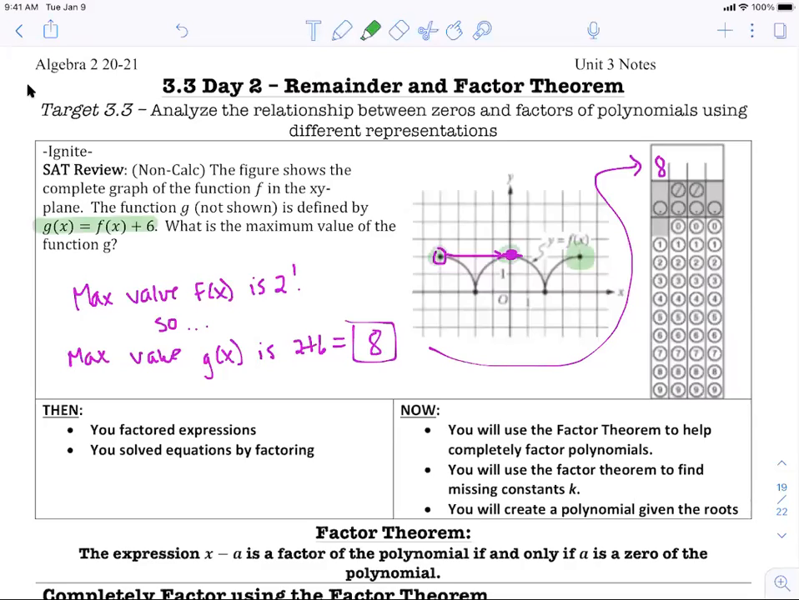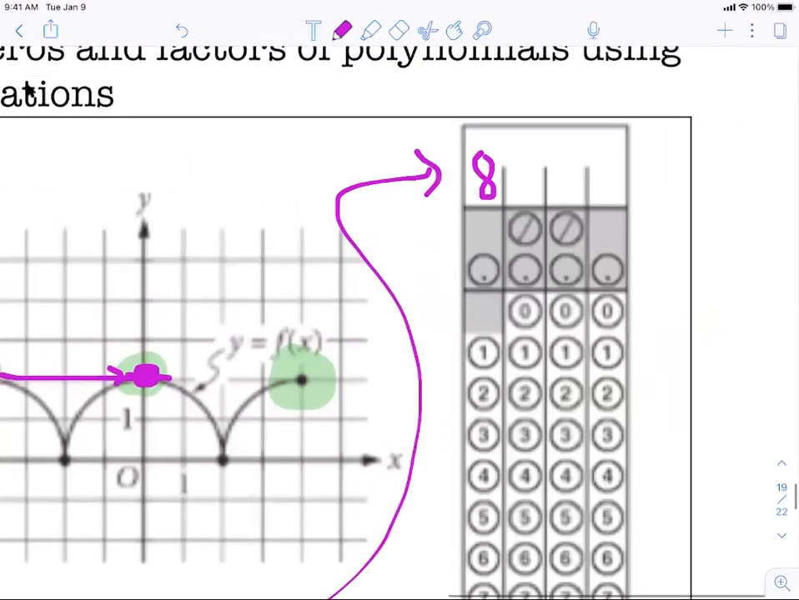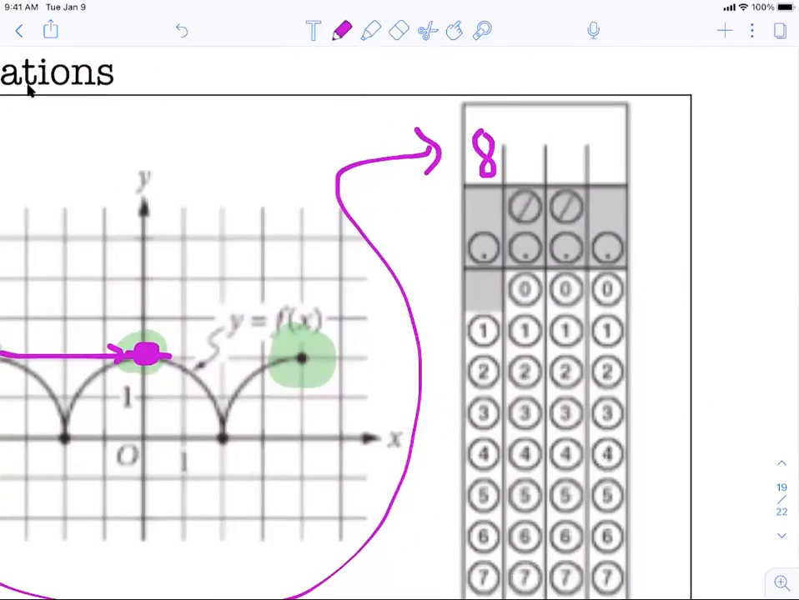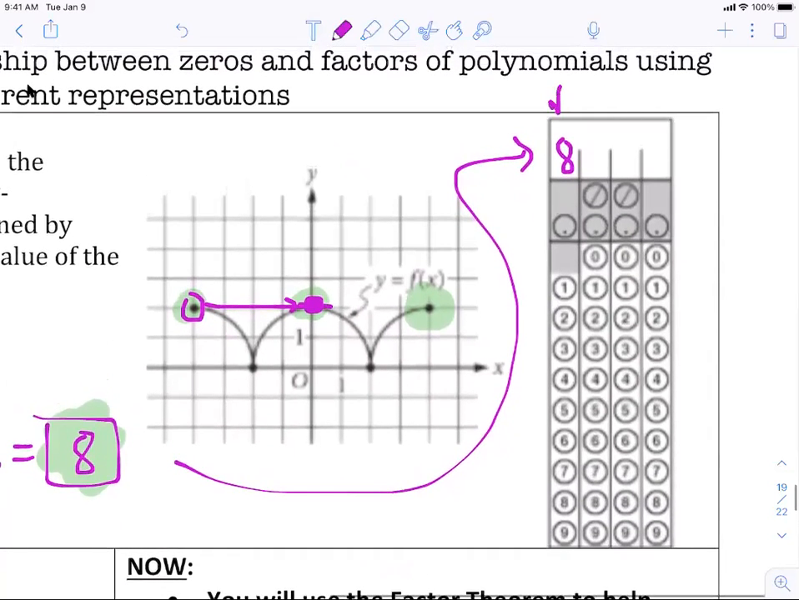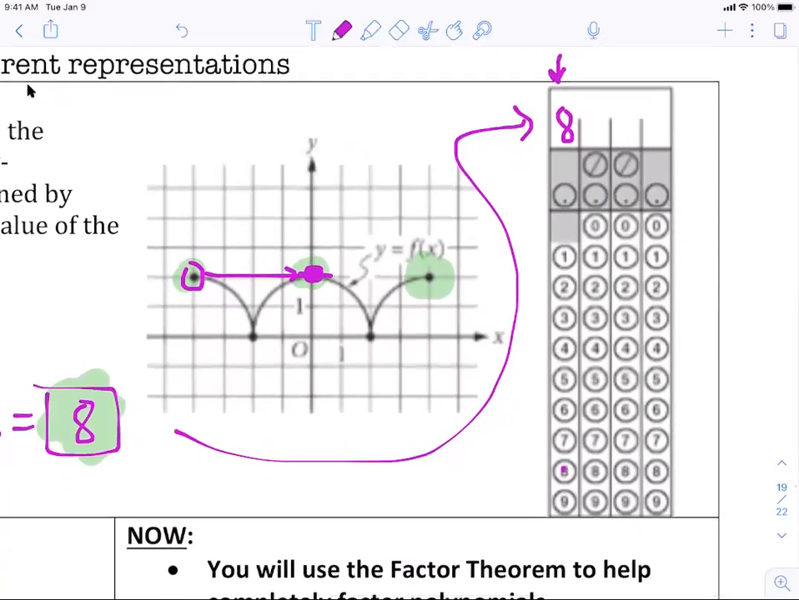So if the max on f of x is 2, then it says define the max value for g of x. It says take whatever f of x is and add 6 to it. So if the maximum value is 2, we would add 6. Final answer on that would be 8. Now, when it comes to SAT style questions, especially on the non-calc portion, as a review, you always want to fill in the leftmost box first and make sure that you actually bubble in the number below it.